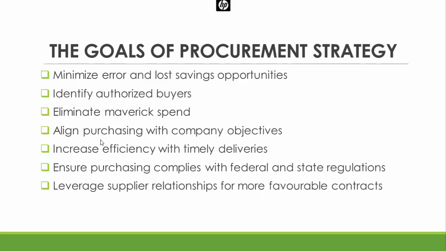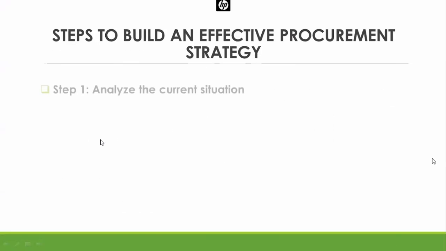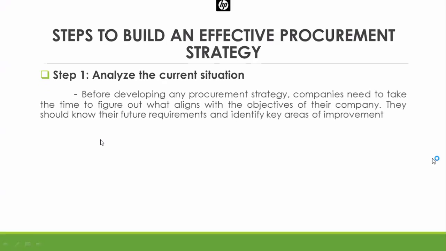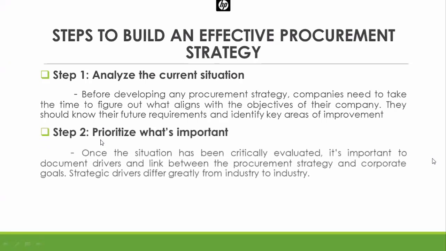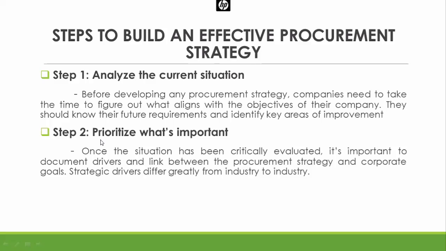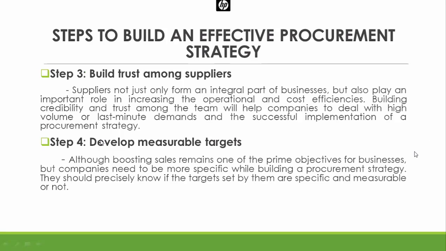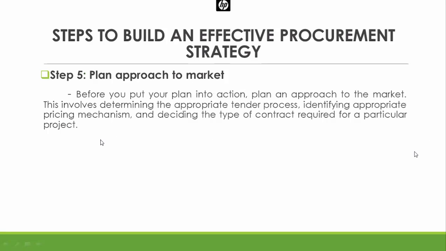Next slide. Steps to build an effective procurement strategy. May 5 steps po ito. Step 1, analyze the current situation. Step 2, prioritize what's important. Step 3, build trust among supplier. Step 4, develop measurable target. And the step 5, plan approach to market.